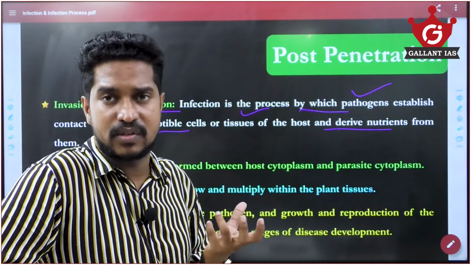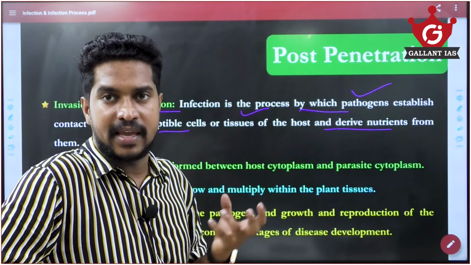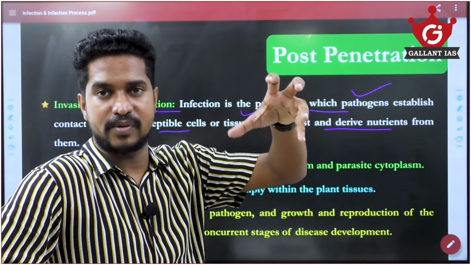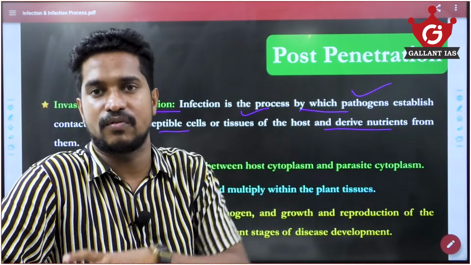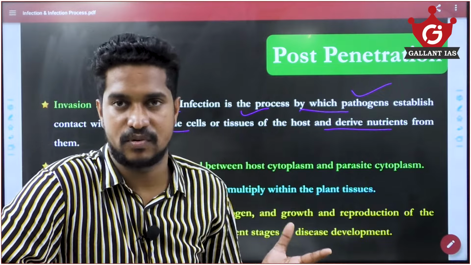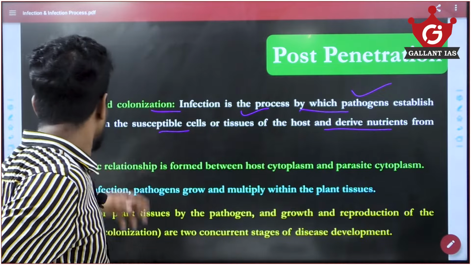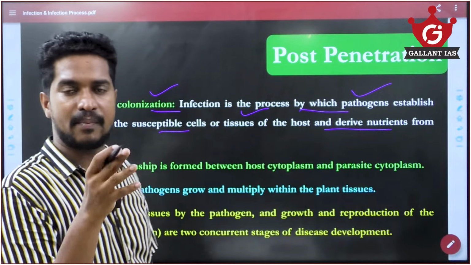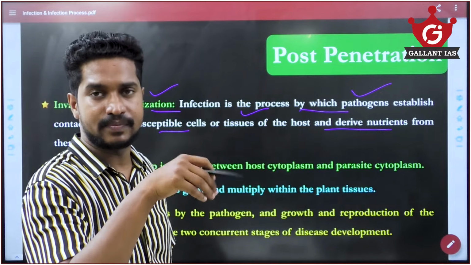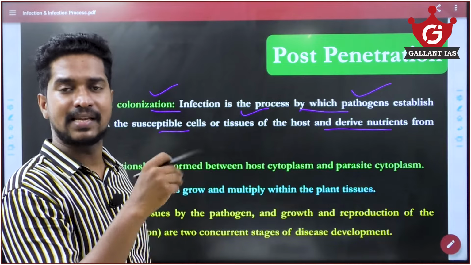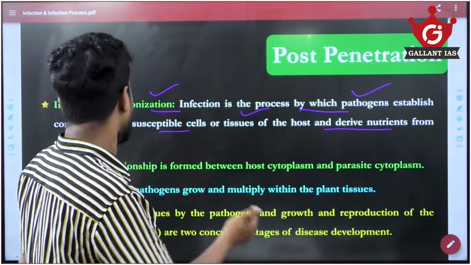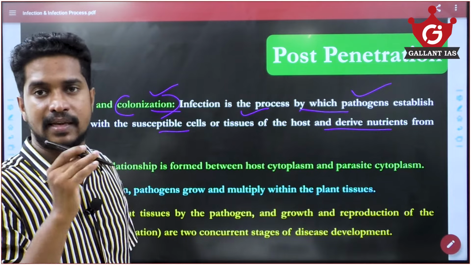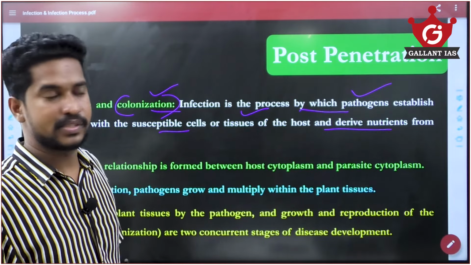What do we mean by invasion? Foreigners may come to a particular region and take control over that region. That is what we call invasion. So here, invasion and colonization. After the penetration, what happens? The pathogen invades the host cells, takes control, and colonizes inside the host plant.